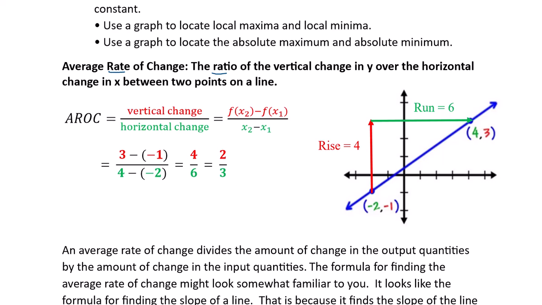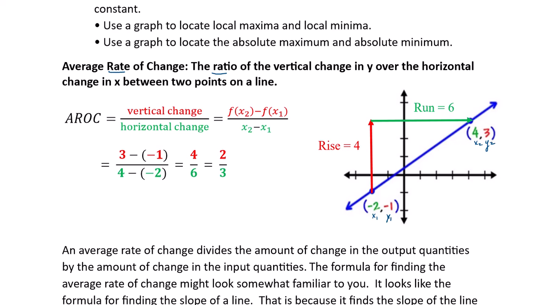In this example, I have the points (-2, -1) and (4, 3). So I'm going to go ahead and let this point be my x sub 1 and my y sub 1. Here is my x sub 2 and my y sub 2. That simply means the x of the first point, the y of the first point, the x of the second point, and the y of the second point.